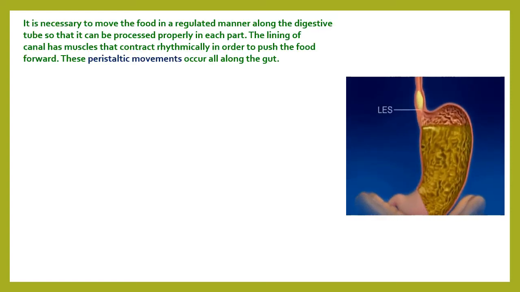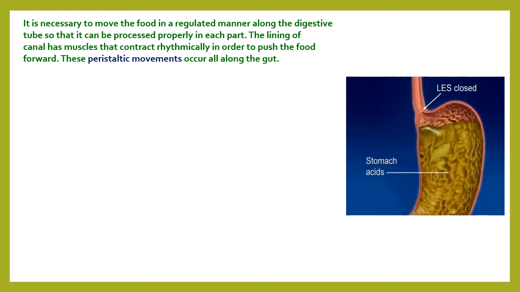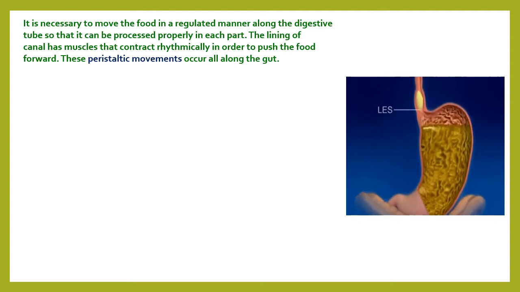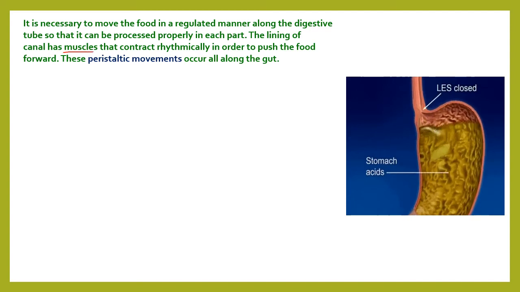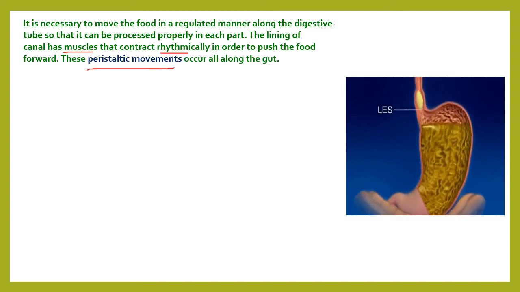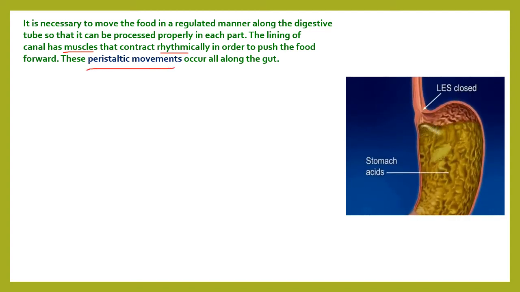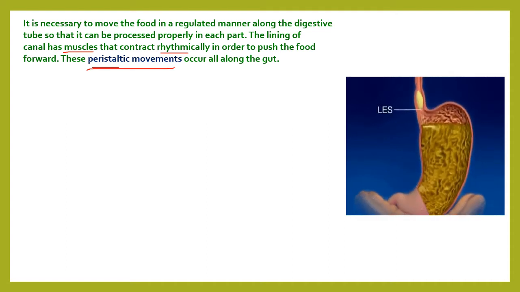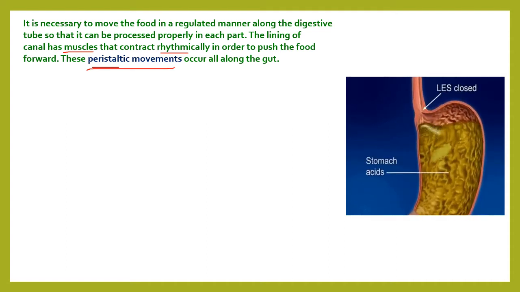It is necessary to move the food in a regulated manner along the digestive tube so that it can be processed properly in each part. The lining of the canal has muscles that contract rhythmically in order to push the food forward, and the peristaltic movement occurs all along the gut. What is this peristaltic movement? Let me explain this peristaltic movement with the help of this animation. Peristaltic movement means a rhythmic movement by which the food is pushed forward to the stomach.